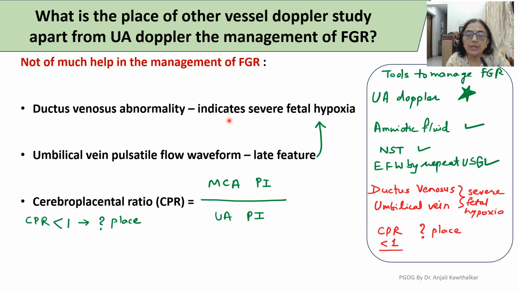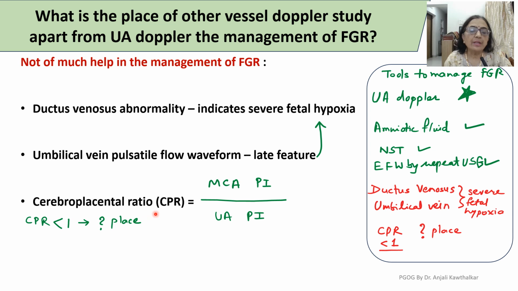If you get an unbooked patient who comes to you for the first time and there is severe fetal growth restriction, and you advise fetal Doppler and it shows a ductus venosus abnormality, you need to explain that the chances of a good perinatal outcome are less in this case. It is a bad prognostic feature. It indicates that the baby already has severe hypoxia. There might already be damage, mainly neurological damage, in the baby, and so a good outcome is less likely. That is why these are of less help.